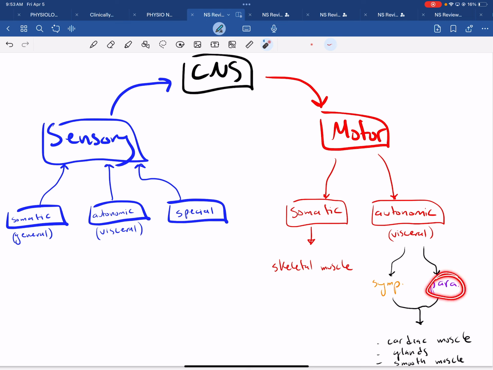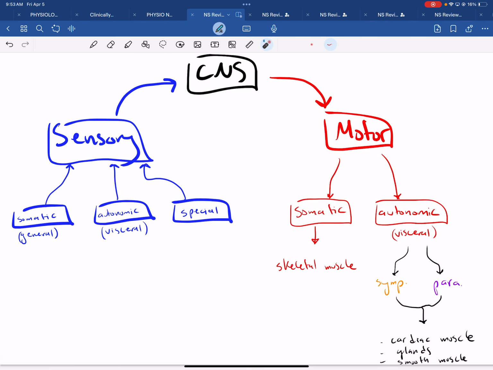Versus the parasympathetic nervous system, what's the nickname for it? Rest and digest. So it's going to slow down the heart rate because you don't need to fight or flee. You need to rest and digest. And so that's the difference between these two divisions of the autonomic nervous system. They either increase or decrease the rate of activity of organs, visceral organs.